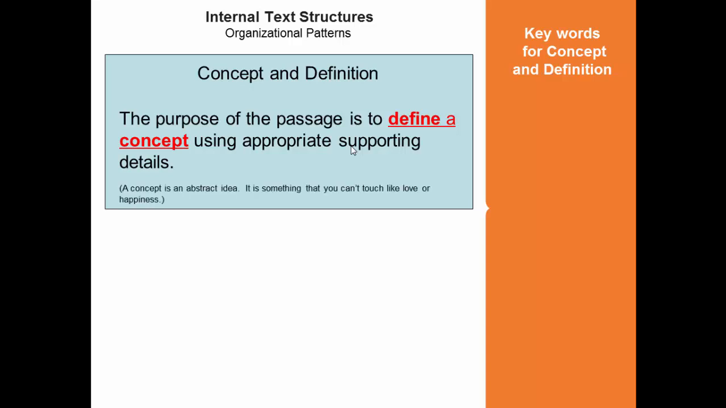So it's very important to understand what a concept is here. The word concept means an abstract idea. That's something that you know exists, but you can't touch. You can't see it. Things like happiness, love, democracy, air. Okay, they're all things that you know exist, but you can't see them and you can't touch them. So being able to give a definition and examples is very important in understanding the concept.